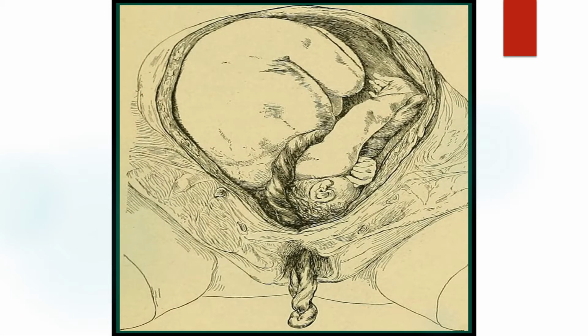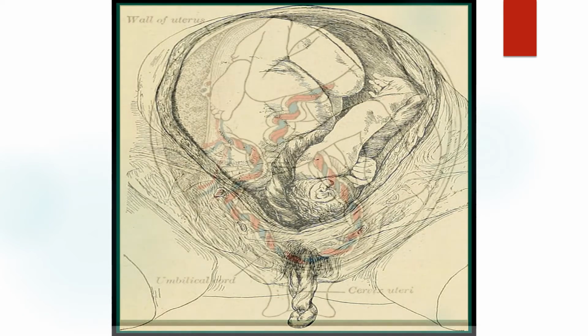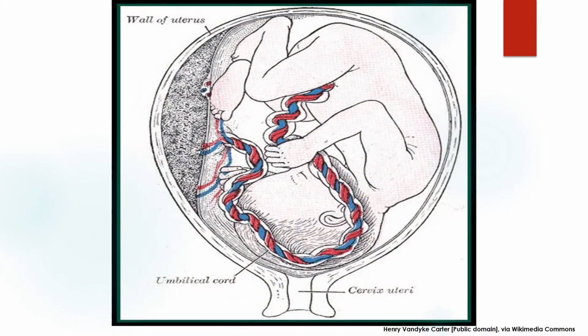Cord prolapse has been defined as the descent of the umbilical cord through the cervix alongside (occult) or past (overt) the presenting part in the presence of ruptured membranes. Cord presentation is the presence of the umbilical cord between the fetal presenting part and the cervix, with or without intact membranes.